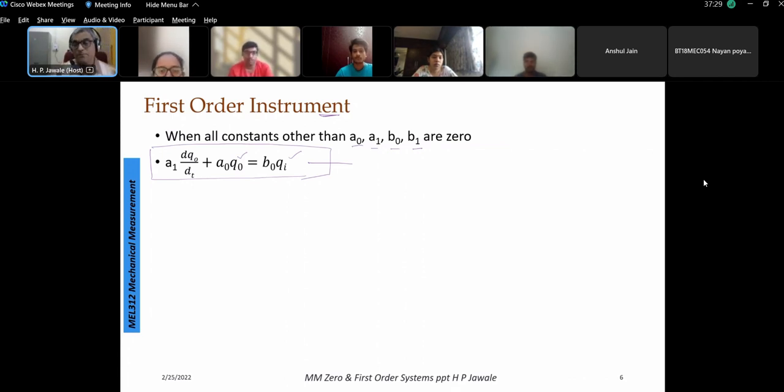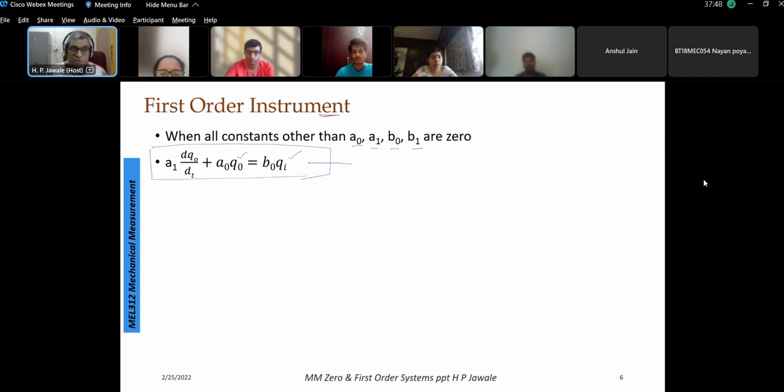Let's try to understand that for our measurement system given to us, we should be in a position to find out what the input output characteristics are, because of which we will be able to classify whether that is a first order instrument or a second order instrument or zero order instrument and so on. Even instruments with higher orders are also possible.